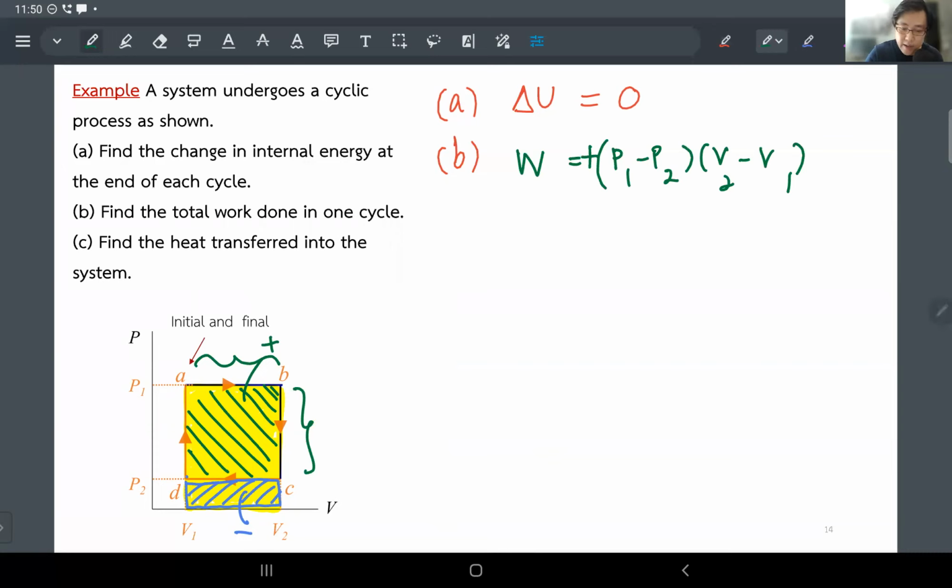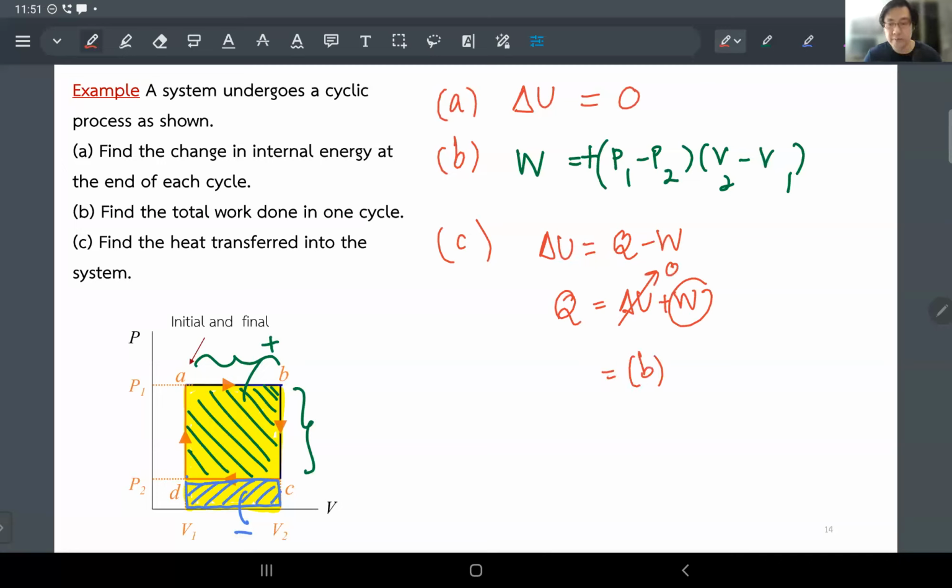Now down to part C. What about the heat transfer into the system? No problem, first law of thermodynamics: delta U equals Q minus W. So Q is just delta U plus W. There's no delta U, so whatever the W is, the Q must be the same. It's the same thing as part B, and you are done.